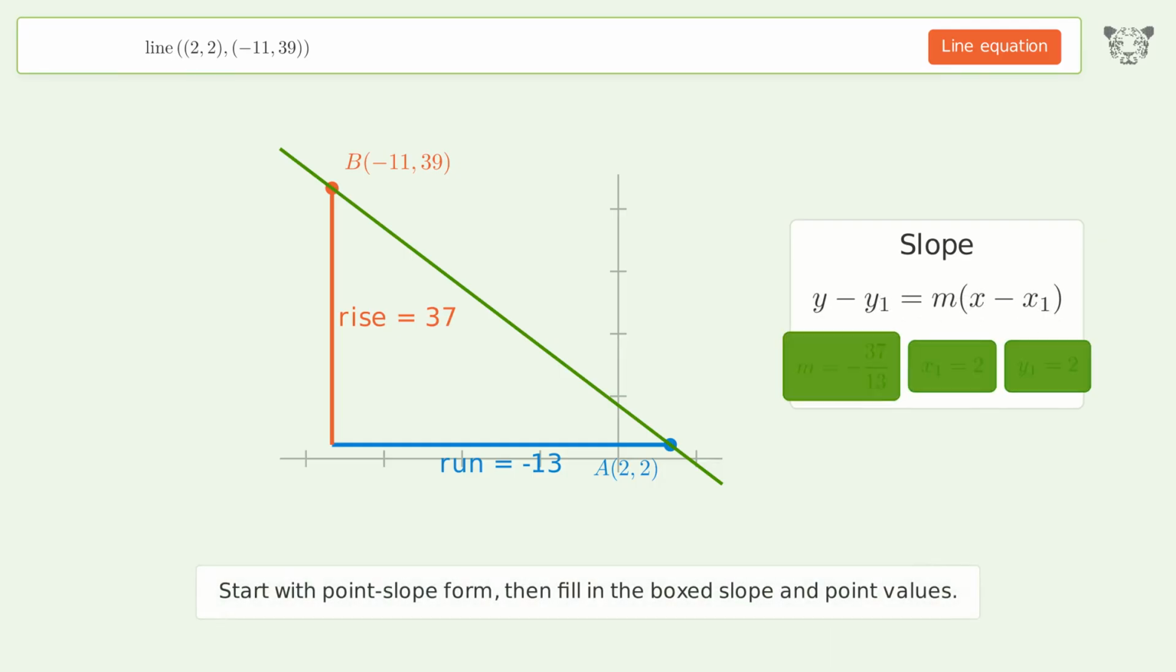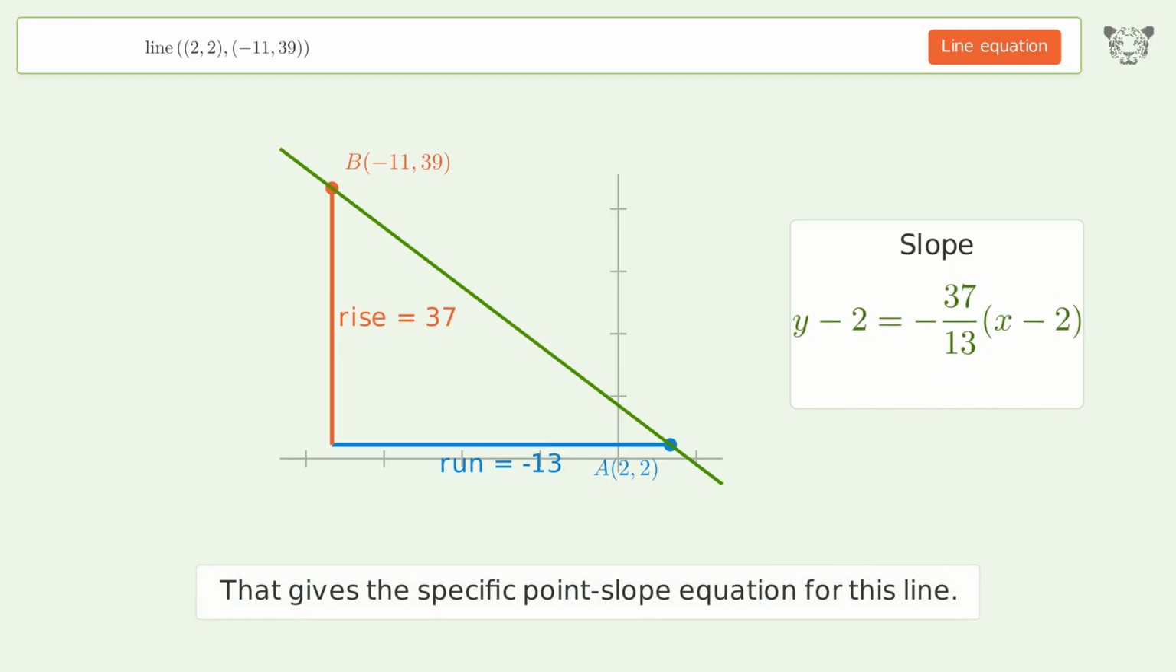Start with point slope form, y minus y1 equals m times x minus x1. Then fill in the boxed values. Slope is -37 over 13, x1 is 2, and y1 is 2. That gives the point slope equation for this line.